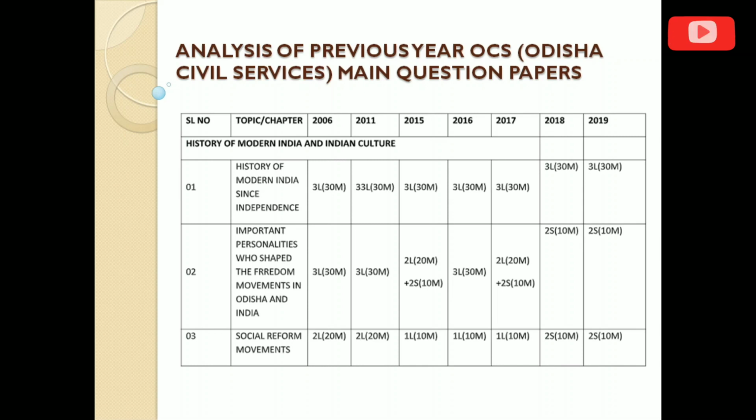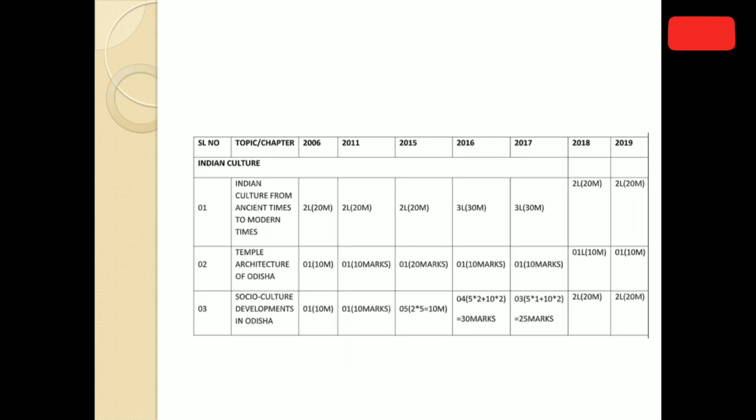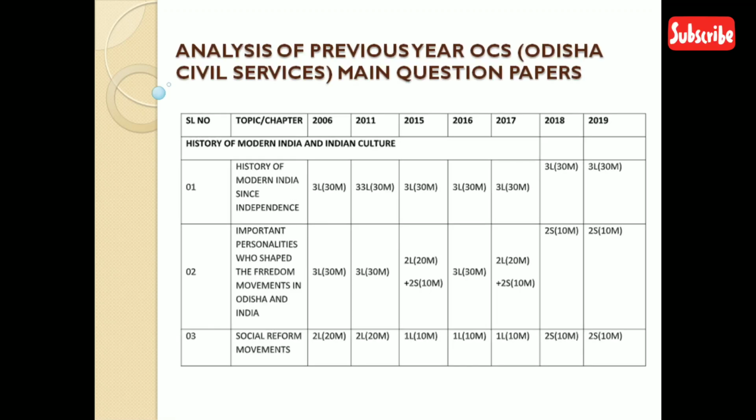Categorically, in GS1 we have questions from history of modern India since independence. The second part is important personalities who shaped the freedom movements in Odisha and India. The third part is social reform movements. Then you have Indian culture from ancient times to modern times. Next is temple architecture of Odisha. And finally, social and cultural developments in Odisha. So there are six parts in this discussion.